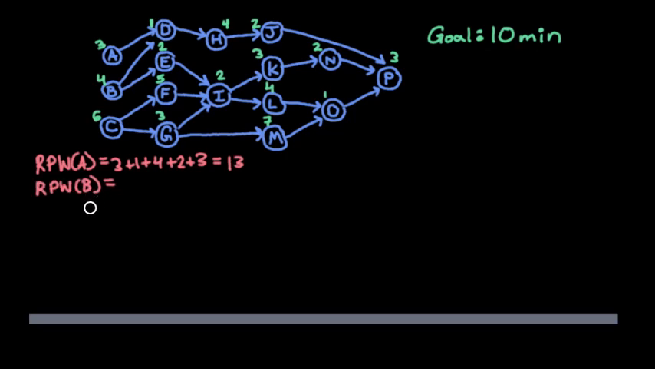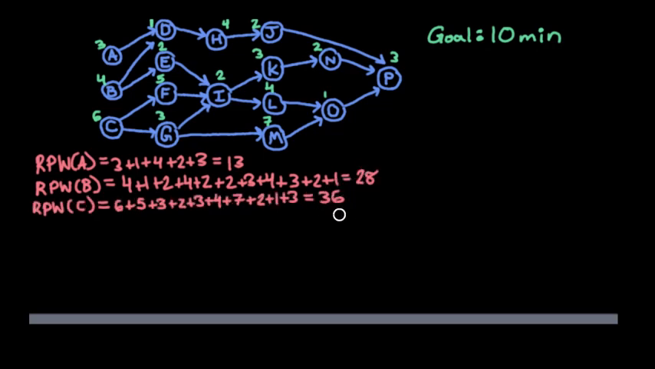Now we want to do the same thing for B, and this is a little more complicated, but it's the same process. So we would need to do 4 plus both D and E depend on B. So 4 plus 1 plus 2, and these guys feed into H and I, so plus 4 plus 2. And these guys feed into J, K, and L, so plus 2 plus 3 plus 4. J feeds into P, so plus 3. K and L feed into N and O, so plus 2 plus 1. N and O feed into P, which we've already accounted for. So the ranked positional weight of B is a whopping 28.